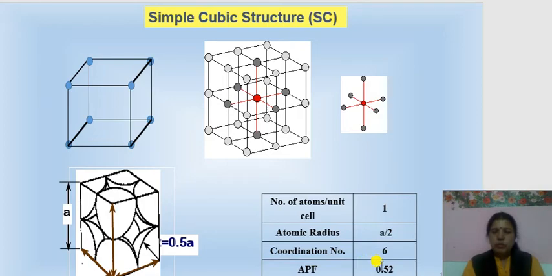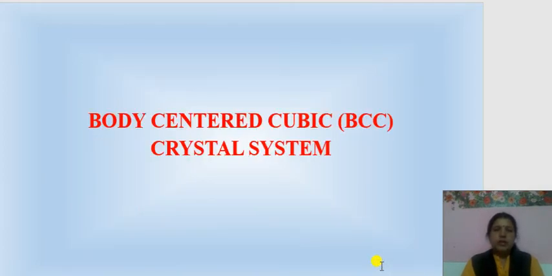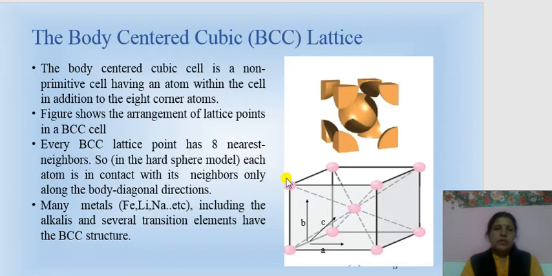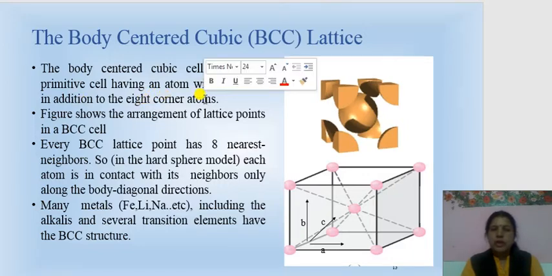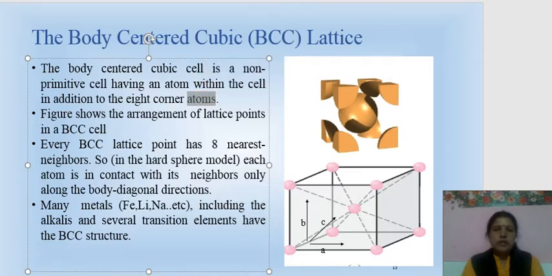Second type of the crystal system, body centered cubic cell or lattice. Here in body centered cubic lattice, it is a non-primitive cell having an atom within the cell in addition to the 8 corner atoms. 8 corner atoms are there and one atom is at the center. Figure shows the arrangement of the lattice points.